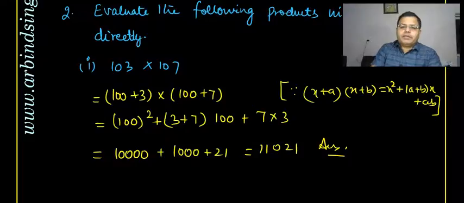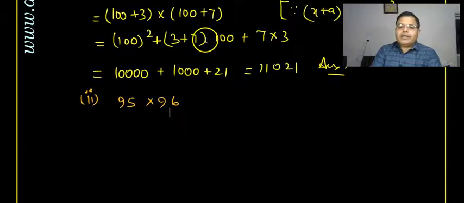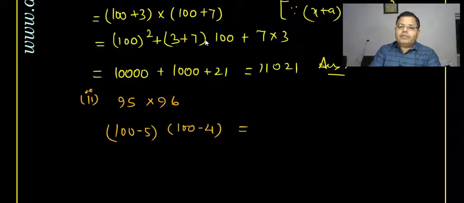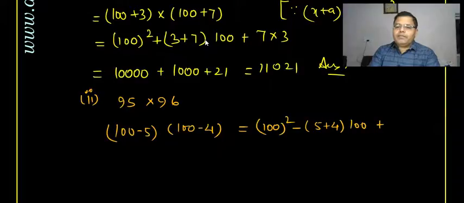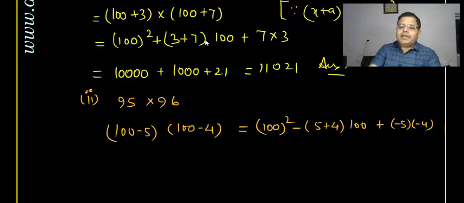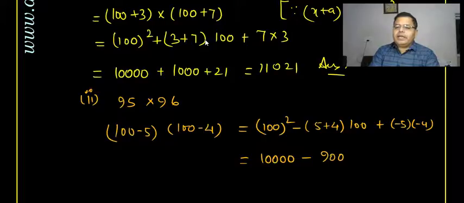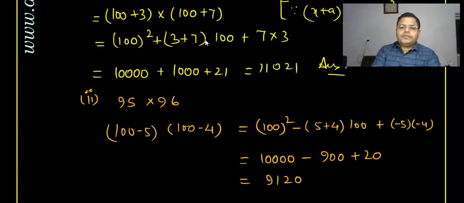Now the second part of this question is given here: 95 multiplied by 96. Again you can write it, 95 is 100 minus 5, and 96 is 100 minus 4. The product of that will be 100 square minus 5 plus 4 into 100, plus minus 5 into minus 4. Right? Here also there is a positive sign, minus 5 minus 4, I have taken the negative sign common. So that will be 10,000 minus 9 into 100, which is 900, plus 20. So 10,000 minus 900 plus 20 is 9,120. I hope you got it. Okay, so that will be the answer.